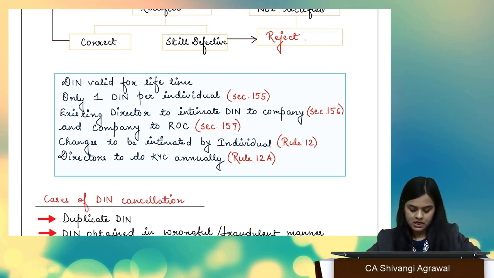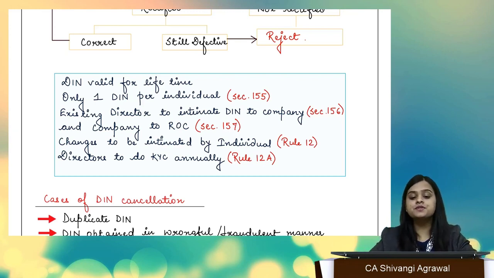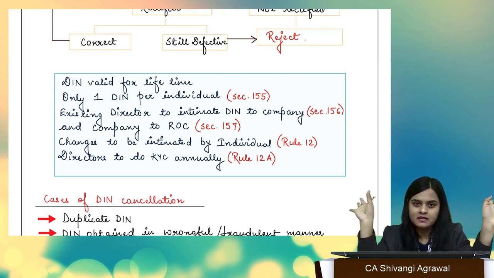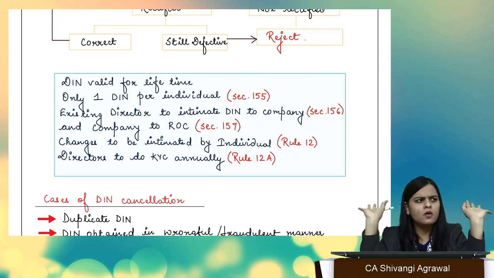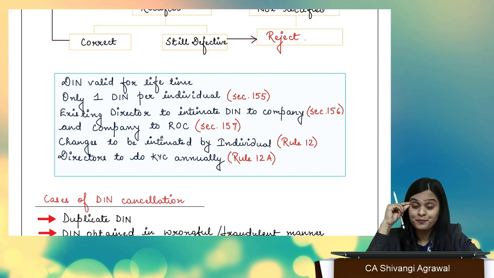Now tell me ma'am, can we surrender our DIN once we have obtained it? The answer is no. You cannot surrender the DIN just like that. Suppose I have worked as a director in a company, I have done enough fraud, and now I simply surrender my DIN and go away, and then take another DIN and become the director of some other company. Then whatever frauds I'm doing, I'm never traceable. Can I do that? The answer is no.